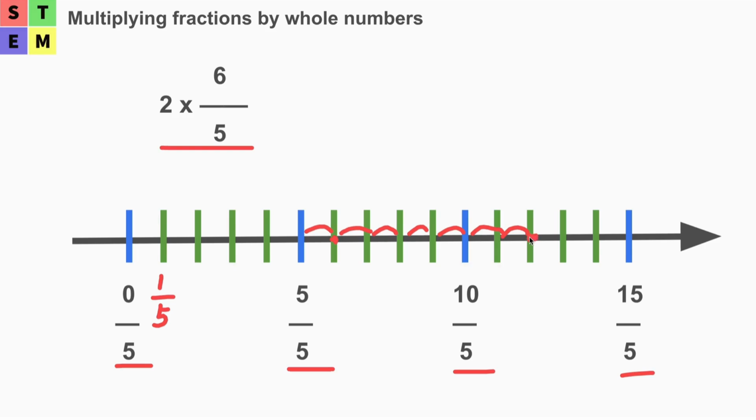So what's here? We have 10 over 5 here, right? 10 over 5. So 11 over 5. We got 11 over 5 here. And we have 12 over 5 here. And that's what 2 times 6 over 5 equals: 12 over 5. Okay, so let's take a look at our next example.